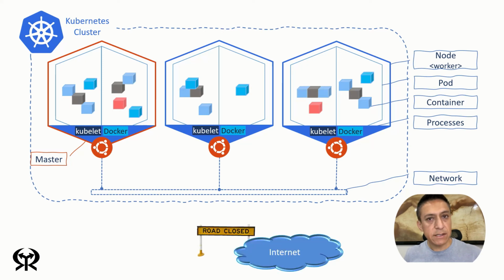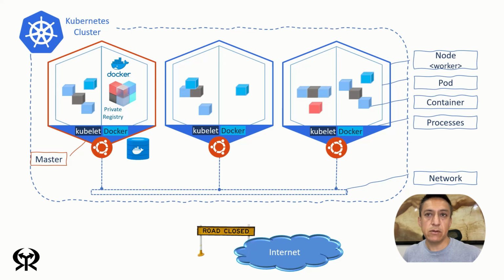Remember, we don't have access to the internet, so how can we install the cluster without having access? For that, we will install a private Docker registry in our cluster. That private Docker registry will allow us to deploy or install all the pods, all the containers, and those containers are going to be instantiated by the cluster. Let's check how to do that.